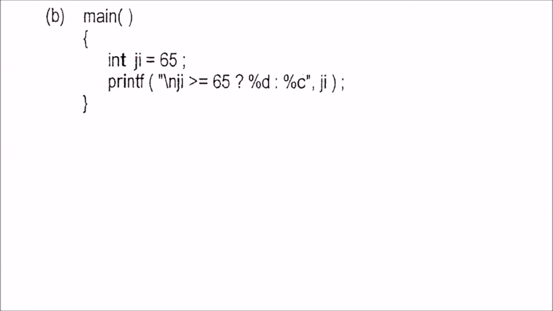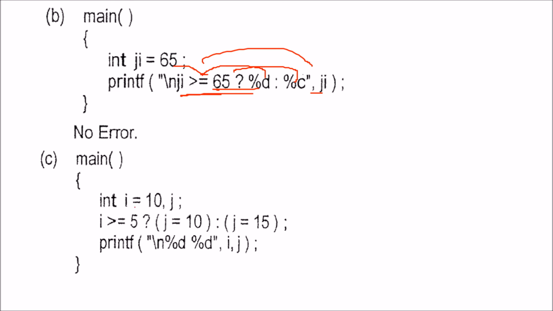Then we have int ji equal to 65. So if ji is greater than or equal to 65, it is indeed equal to 65. We give %d here, otherwise %c here. So there is no problem. In fact, this ji, which will be 65, will be printed.